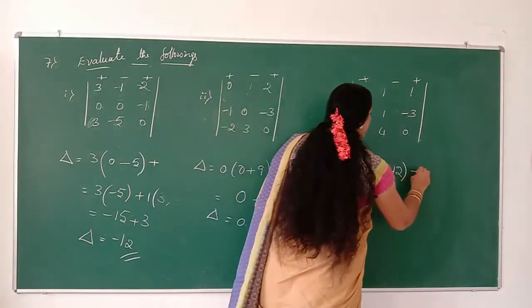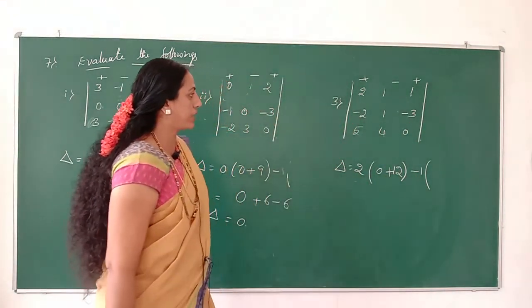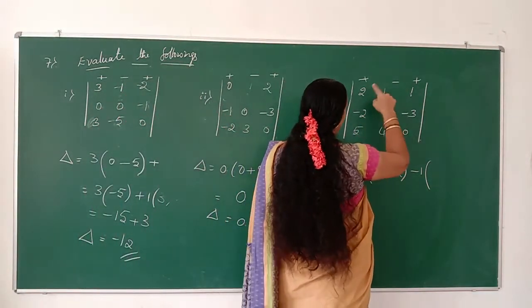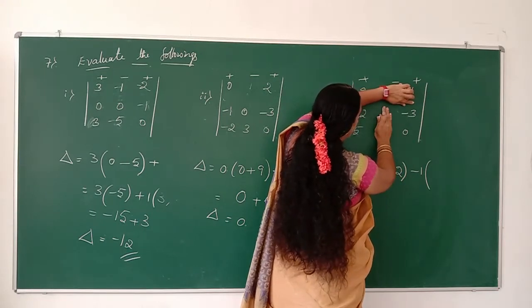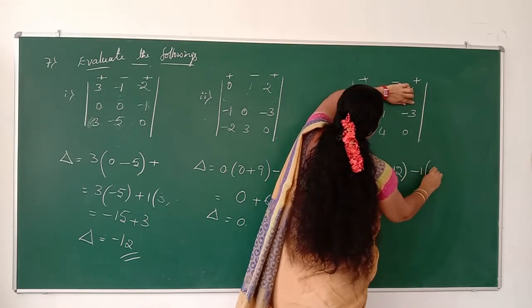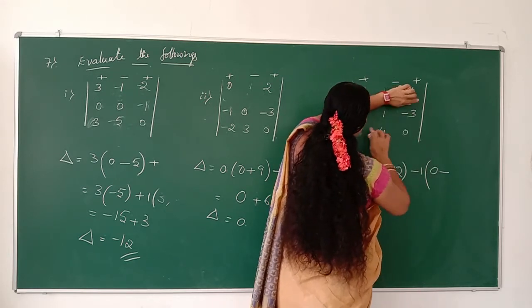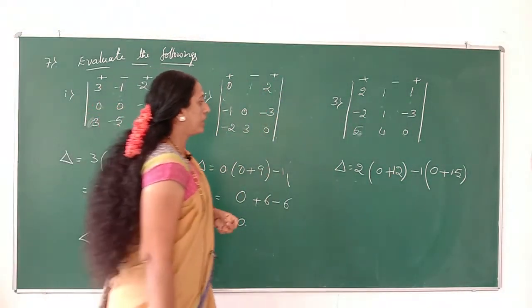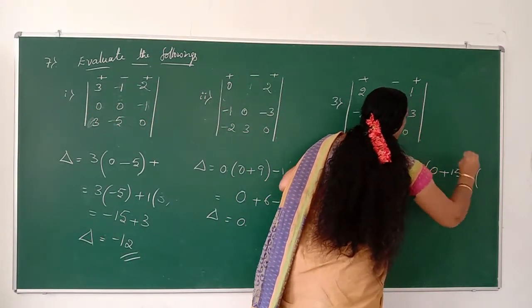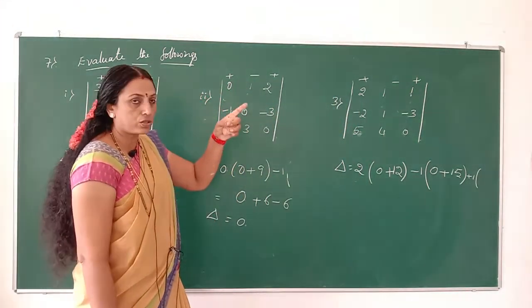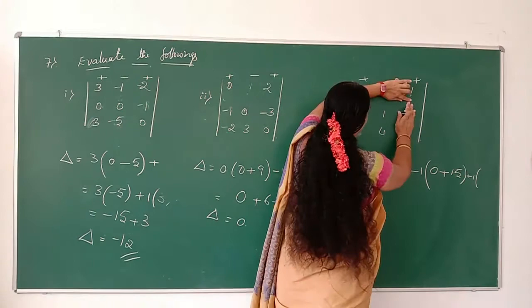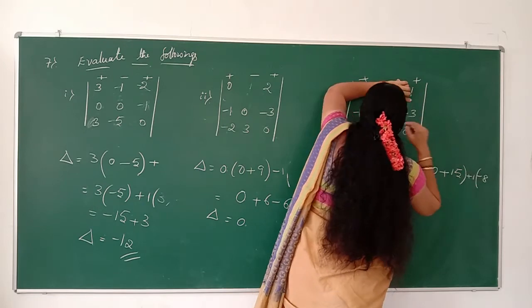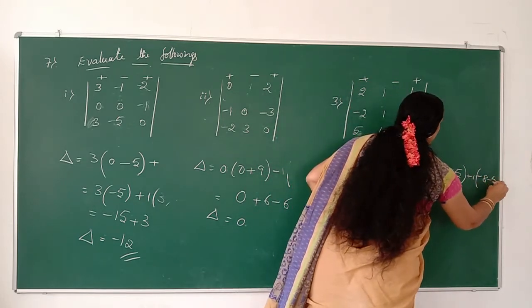Similarly, the next value is 1. So 1 into minus is minus 1. 1 is an element of the first row, second column, and these get neglected, and the remaining get cross multiplied. 0 minus right diagonal is minus 15, that is minus into minus is plus 15, and the third element is 1. 1 is an element of the first row, third column. Again these get neglected, and the remaining get cross multiplied. Minus 2 into 4 is minus 8, and 5 into 1 is minus 5.